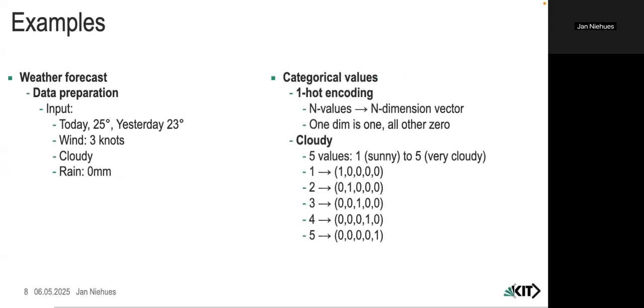Quite similar, or not quite different, but also straightforward. It is possible to also encode categorical values. What you typically do there is what is called one-hot encoding. And there it is important that you have, of course, a fixed number of categories.